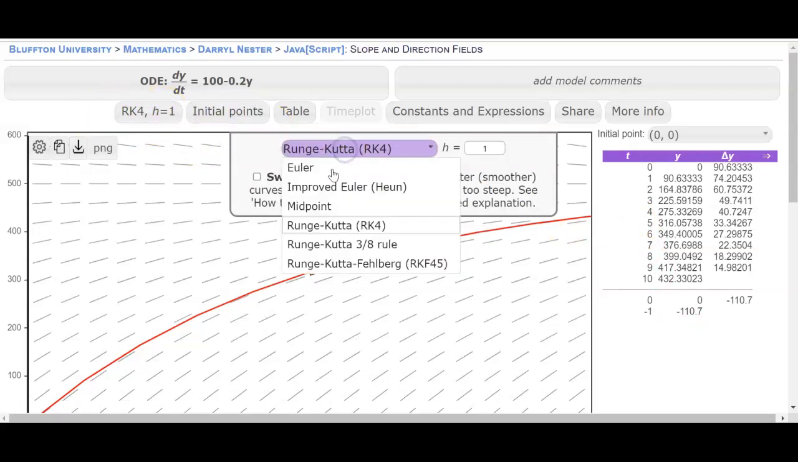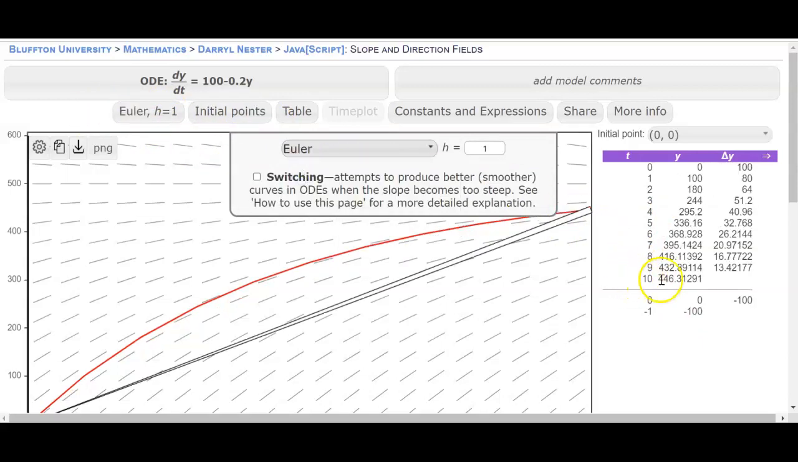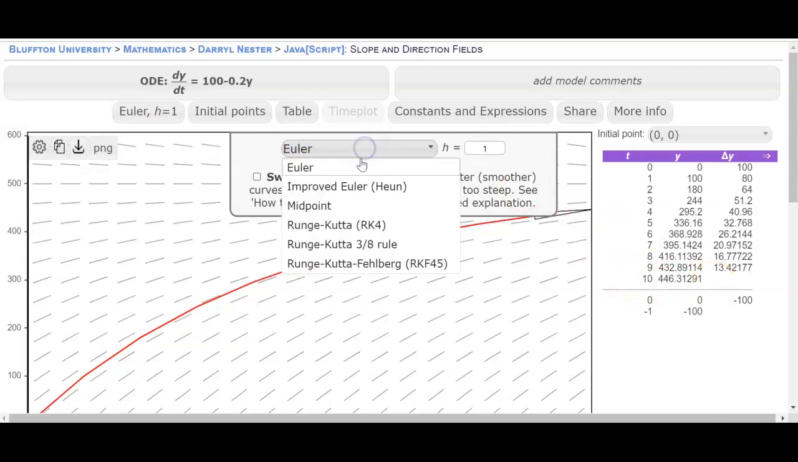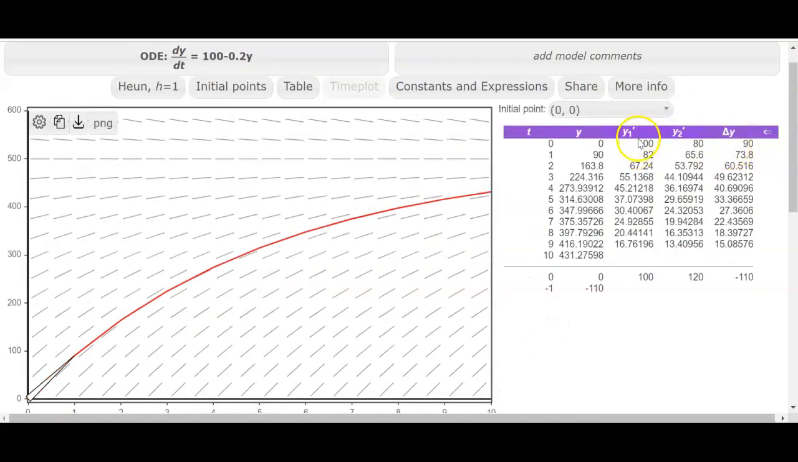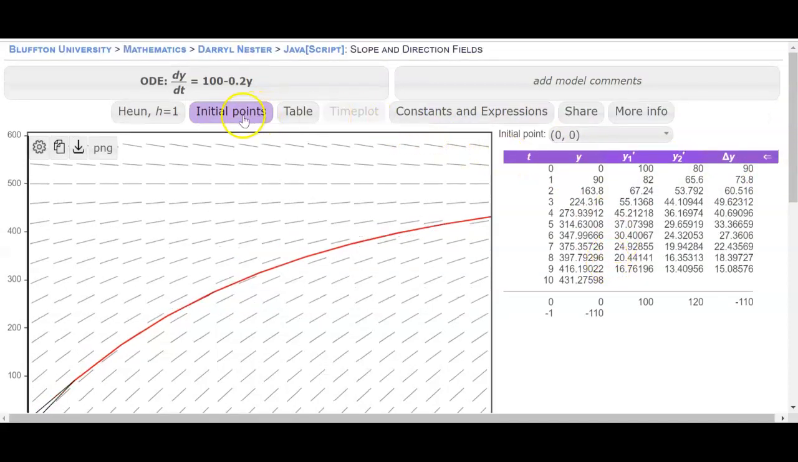Right now it's set to RK4, but if you go to Euler, there's our Euler estimate at time 10. Here's your improved Euler estimate at time 10, step size of 1. And by the way, if you want to see all those slopes, y1 prime and y2 prime are what we call k1 and k2. And then the delta y, the change in y, is the average of 100 plus 80 divided by 2, which is 90. And that's the information that we can gauge from that.